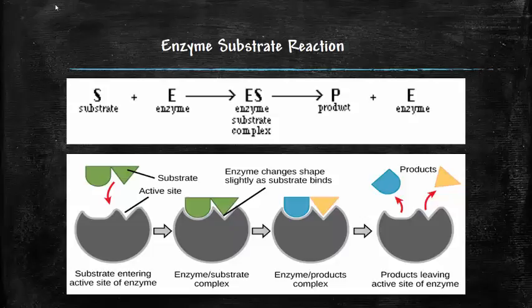When they combine, the enzyme changes shape slightly as the substrate binds, and they form together an enzyme substrate complex. While they are in the enzyme substrate complex, the substrate becomes the product, and the complex becomes the enzyme products complex. Finally, the enzyme releases the products and resumes its role as the open enzyme, and it waits for another substrate to perform the function again.